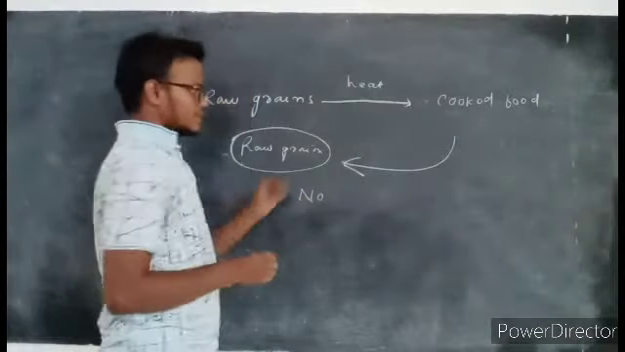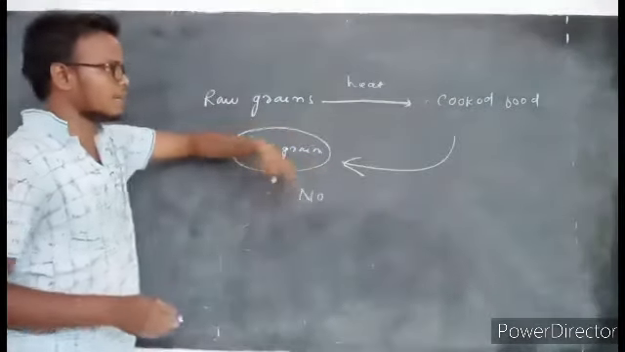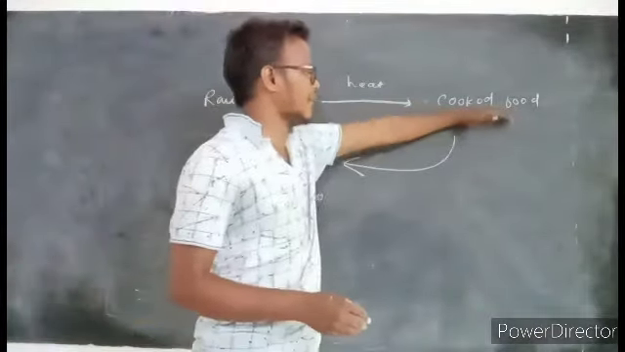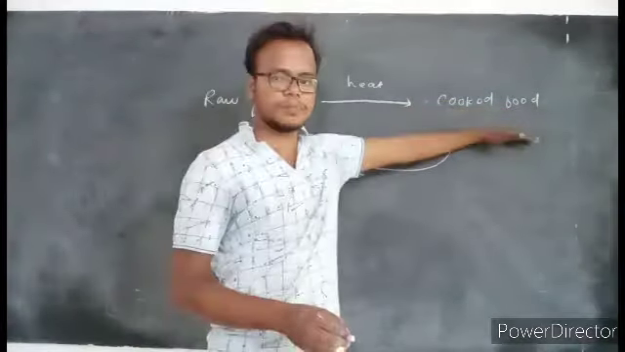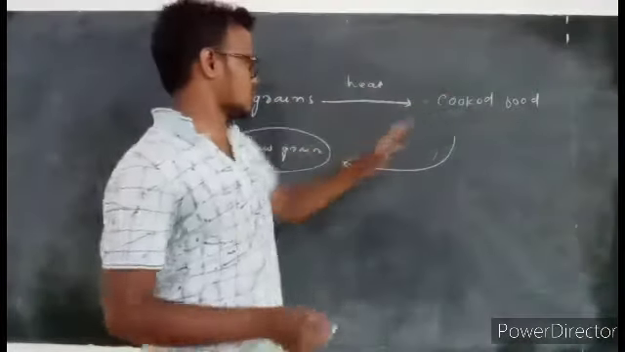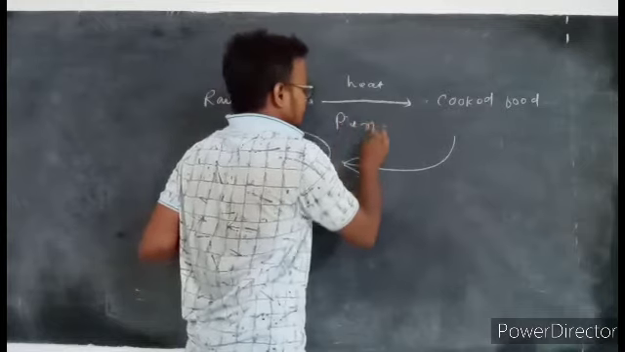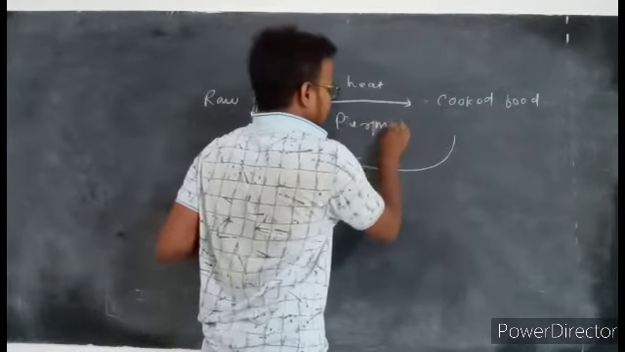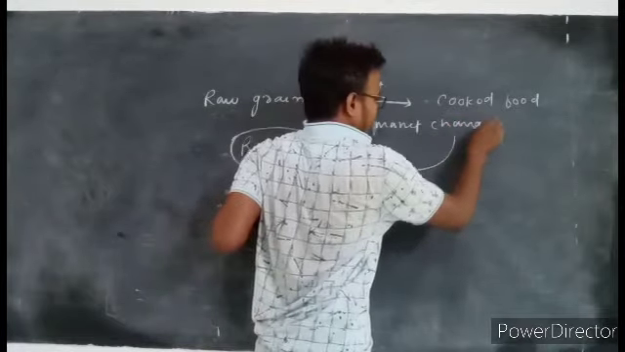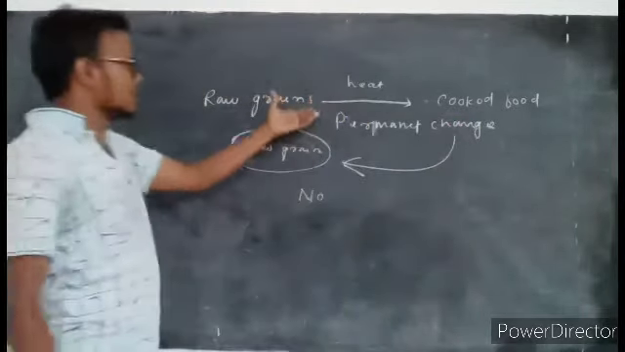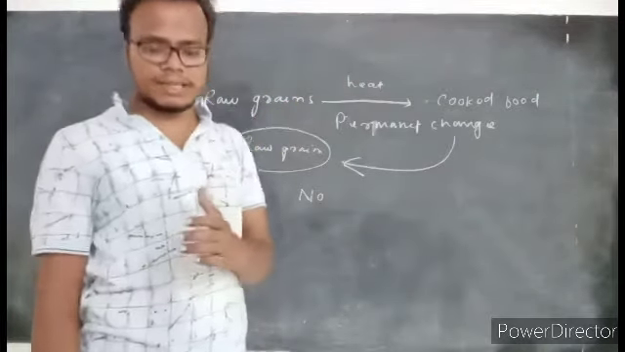We cannot change cooked food into raw grain. It means we will not get raw grain from cooked food. Okay, it is a permanent change. And these kinds of permanent changes are called chemical change. Chemical change is an irreversible change.